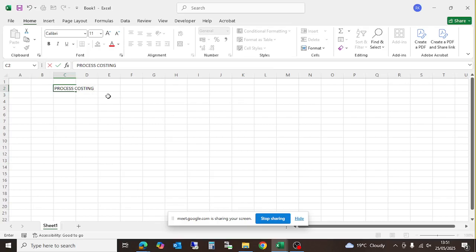So basically, in all these examples that I've given you, the main thing is the product actually goes through a number of stages, and these stages are what we call processes. And what are we trying to find by process costing? We are trying to know how much it costs at each particular stage.